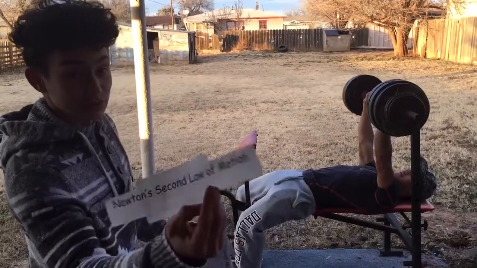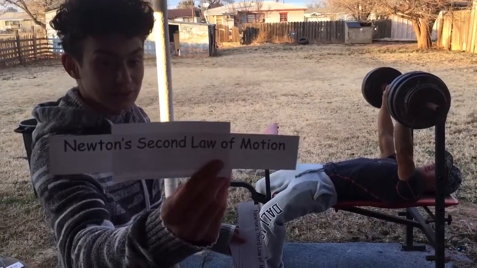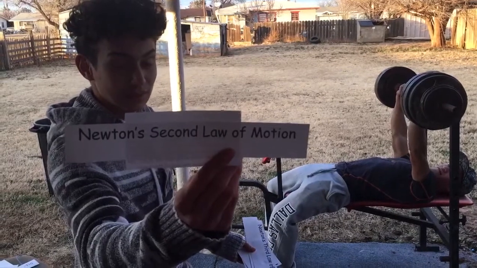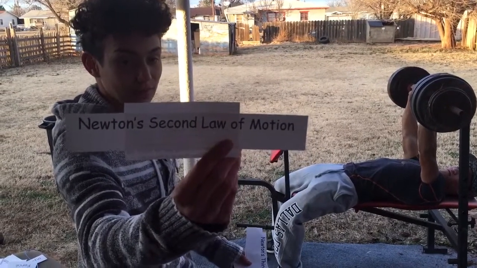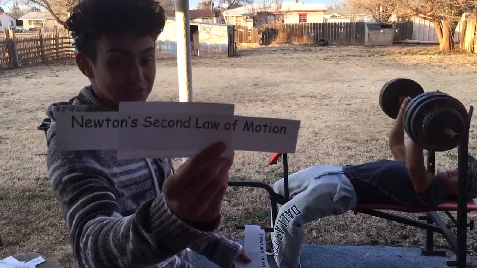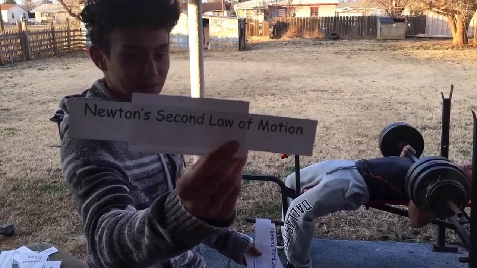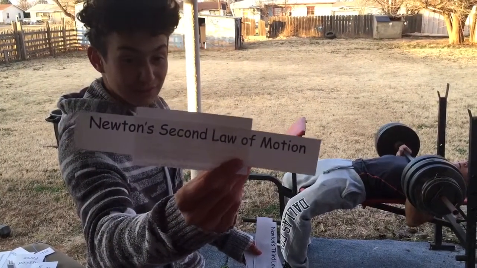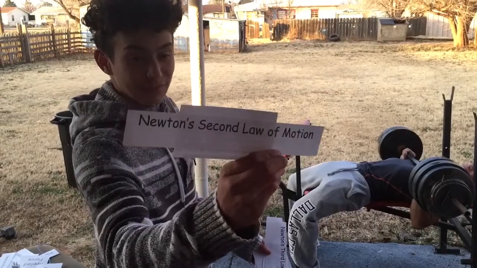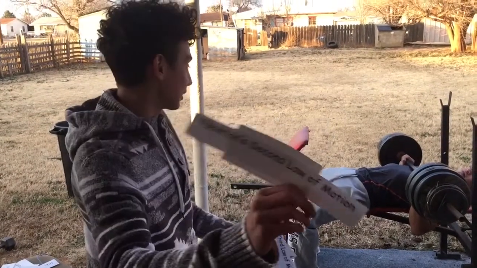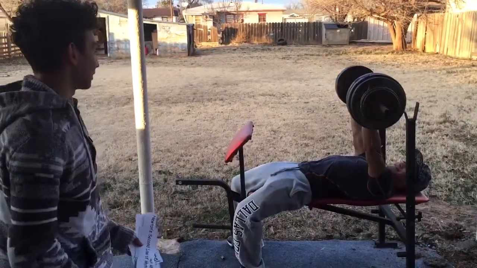Newton's second law of motion. The acceleration of an object depends on two variables: the net force acting upon the object and the mass of the object. The acceleration depends directly upon the net force acting upon the object and inversely upon the mass of the object. Here he's picking it up again.